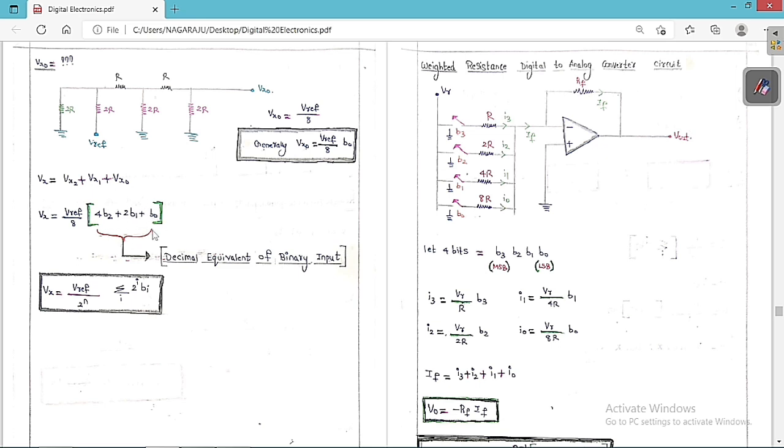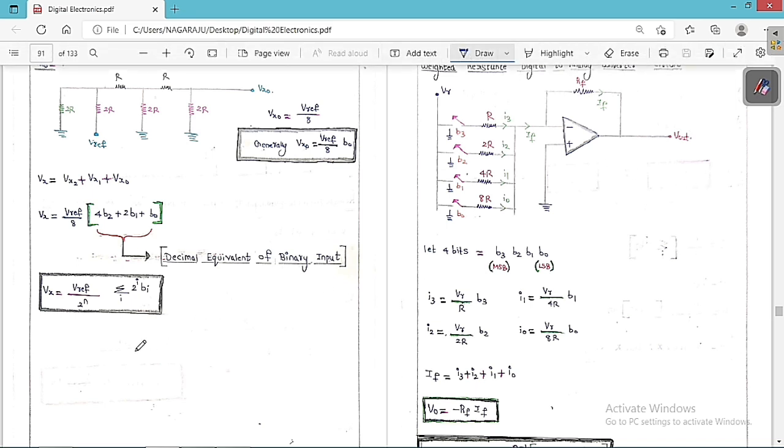So this is nothing but the decimal equivalent of the binary input. Basically it is the binary input B0, B1, B2, and I want to convert it into decimal format. So you go for 2 to the power of 0, 2 to the power of 1, 2 to the power of 2, and do the multiplication: 4 into B2 plus 2 into B1 plus B0. It is the decimal equivalent of this binary number. So finally I can say Vx is equal to V reference by 8 into the decimal equivalent of the binary input.